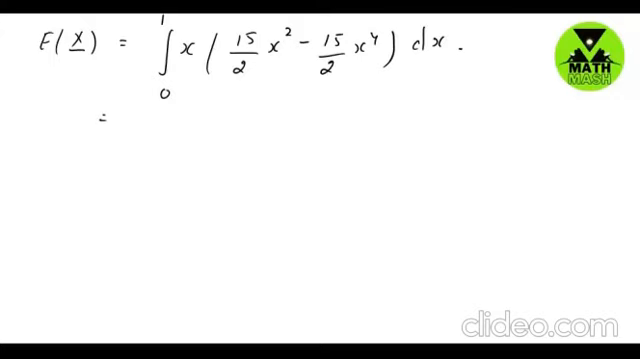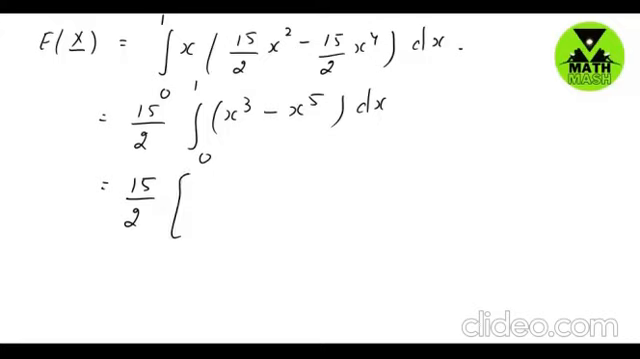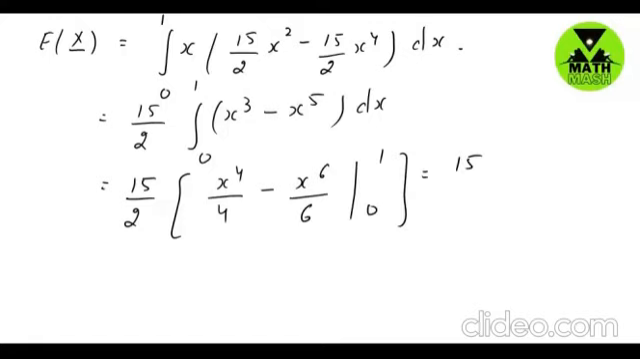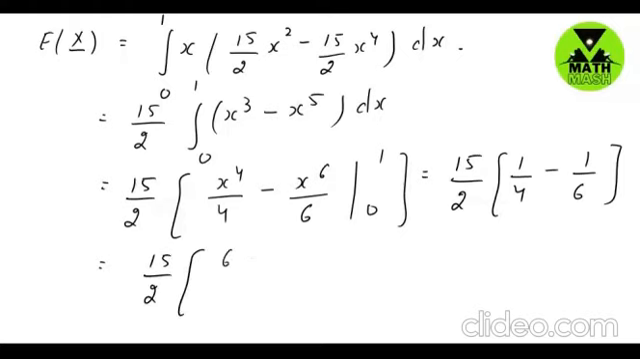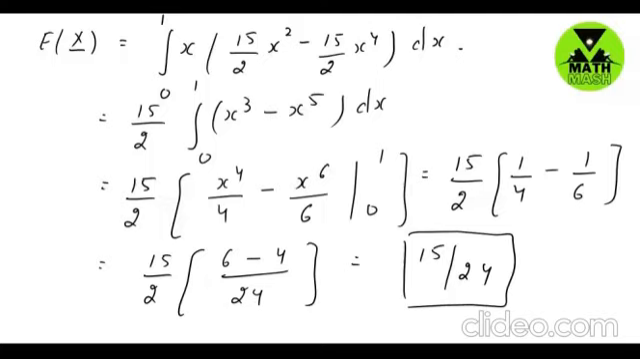Integrating with respect to x, we can take 15 by 2 outside of this integral, and this becomes x cubed minus x to the power 5, with limits from 0 to 1. So this is 15 by 2, and when we integrate with respect to x, this is x to the power 4 by 4 minus x to the power 6 by 6, limits from 0 to 1. So this is 15 by 2 times 1 by 4 minus 1 by 6, which is 15 by 2 times (6 minus 4) by 24, which equals 15 by 24. So this is the expected value of x.